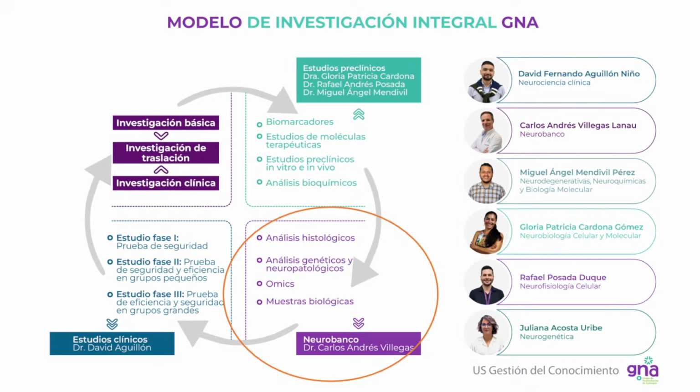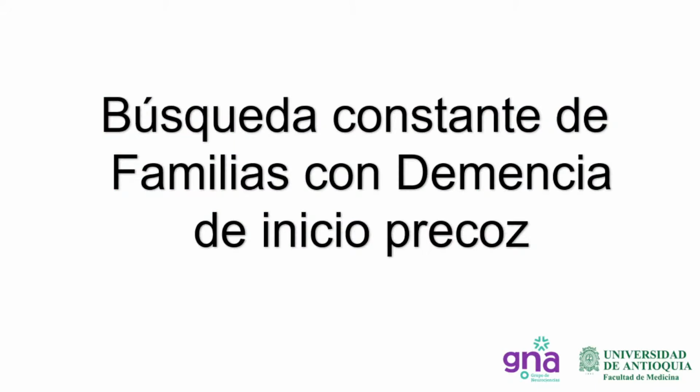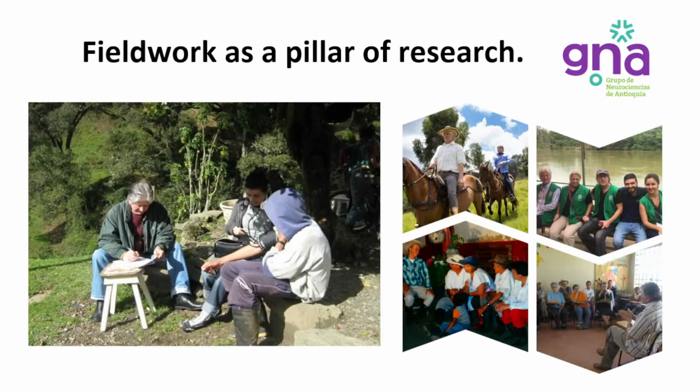Entonces, ¿cuál es el proceso que hemos intentado tener en el grupo para poder llegar a estos descubrimientos de estos fenómenos o estos procesos fisiopatológicos de la enfermedad? Lo primero, la búsqueda constante de familias con demencia de inicio temprano. El trabajo de campo es algo primordial. Nosotros hemos hecho un esfuerzo por continuar todo ese trabajo de campo, de ir a las veredas, a las áreas rurales, a los diferentes municipios, en búsqueda de familias con Alzheimer de inicio temprano.